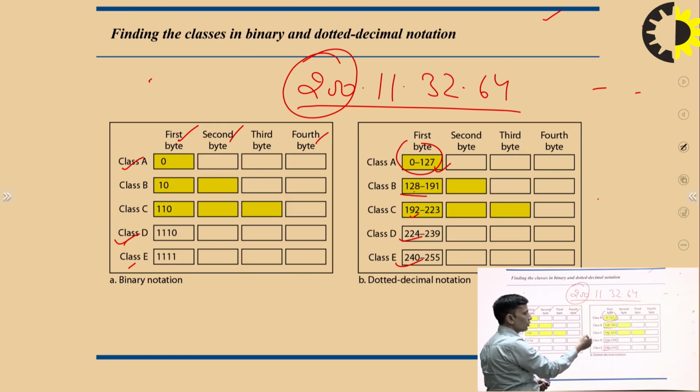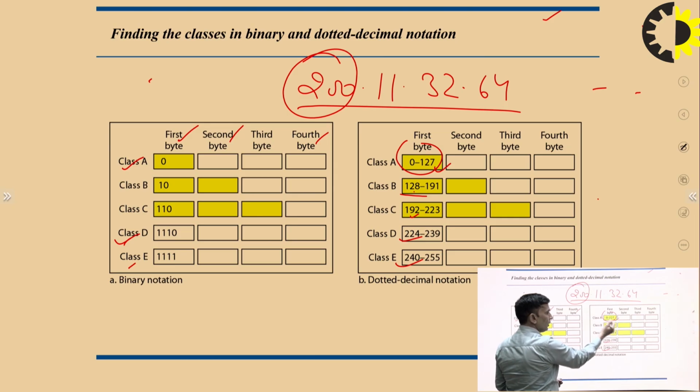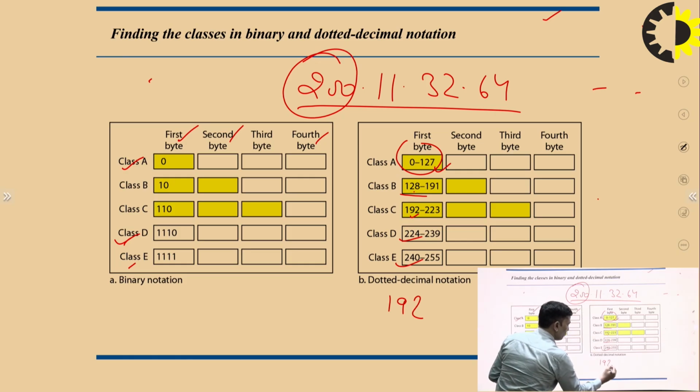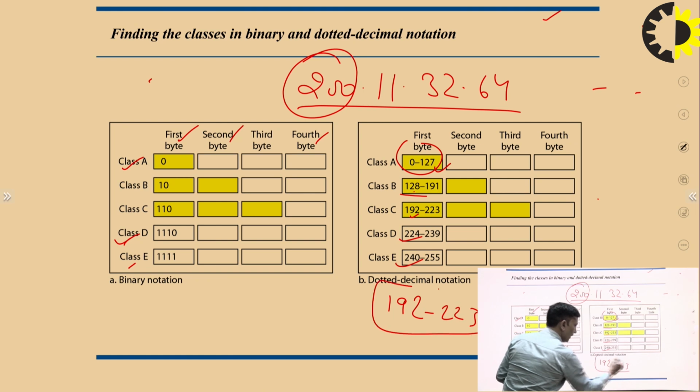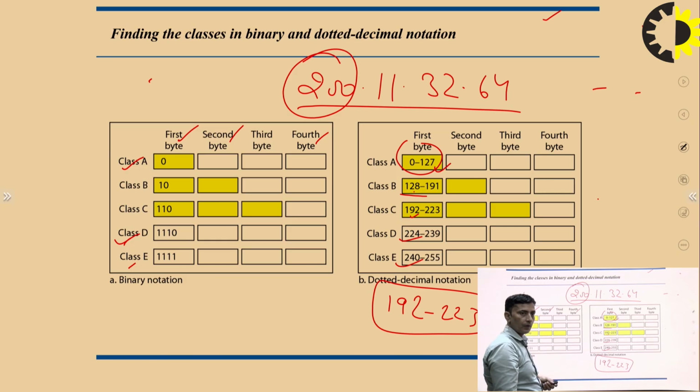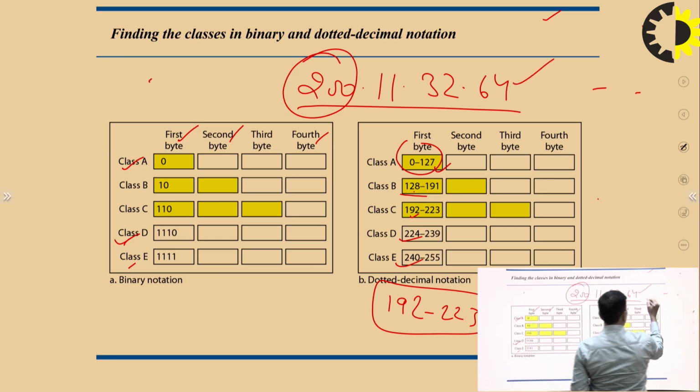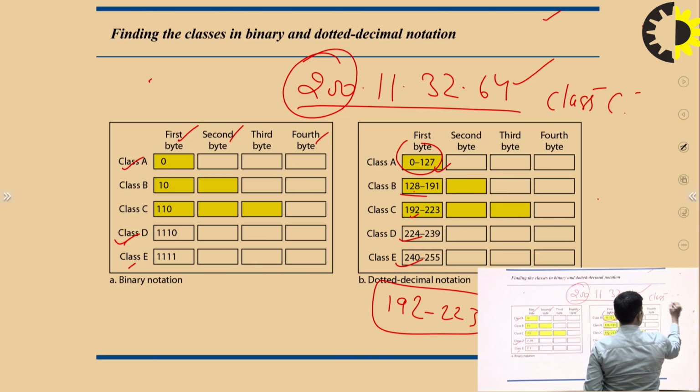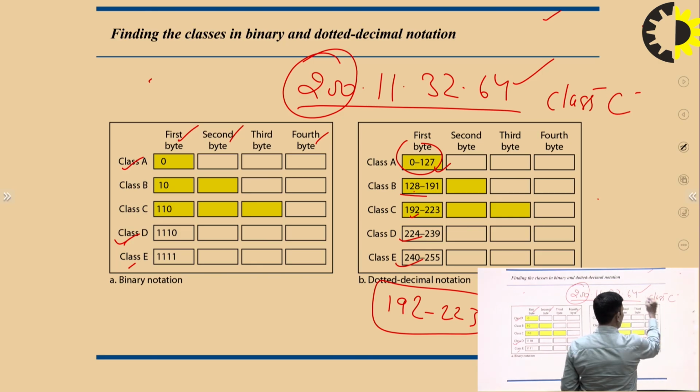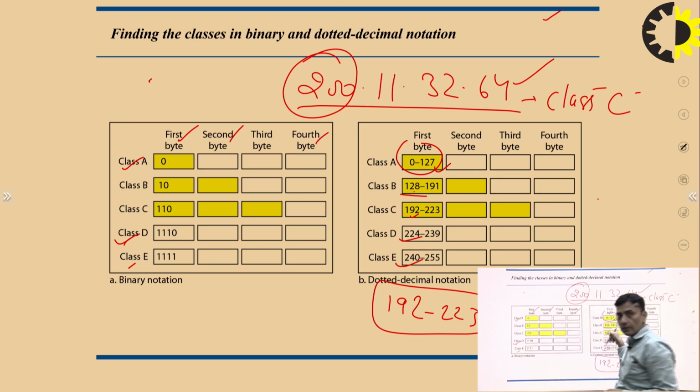This is 200. So where does this belong? 0 to 127? No, it does not belong in this range. 128 to 191? No, this is 200, more than 191, so it does not belong here. 200 belongs in 192 to 223. In this range, this number lies. That means this address belongs to class C. That's why these numbers are very important. So if dotted decimal is given, you should have an idea about this.